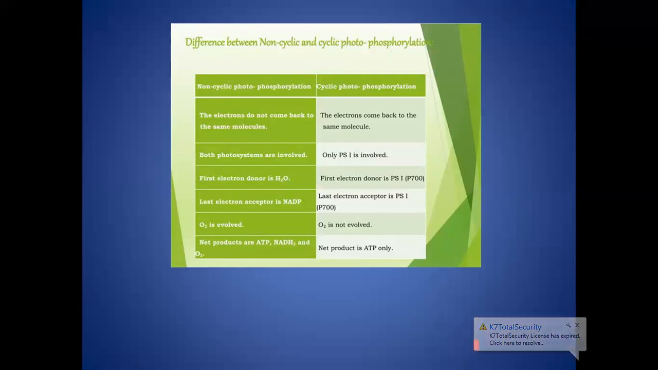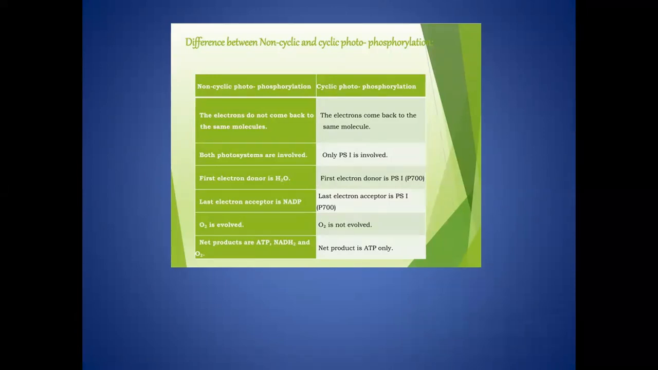And here is the difference between non-cyclic and cyclic photophosphorylation. In non-cyclic photophosphorylation, the electrons do not come back to the same molecule or the same reaction center. In cyclic photophosphorylation, electrons come back to the same molecule, where the electrons are moving, and they again reach the same reaction center.